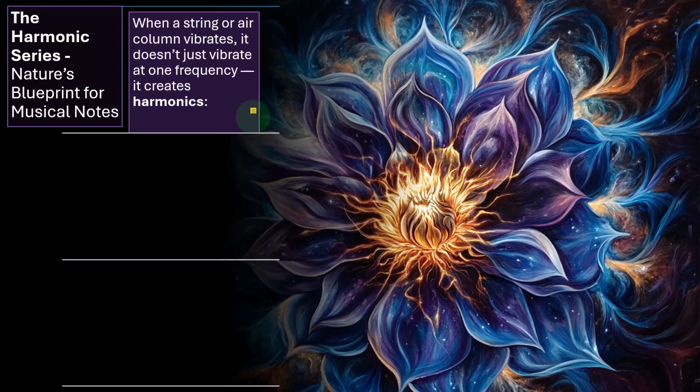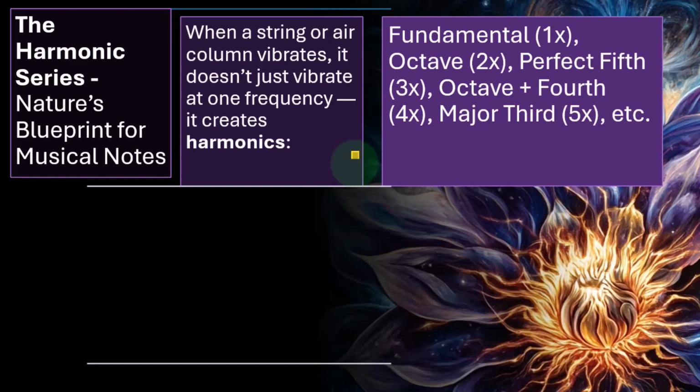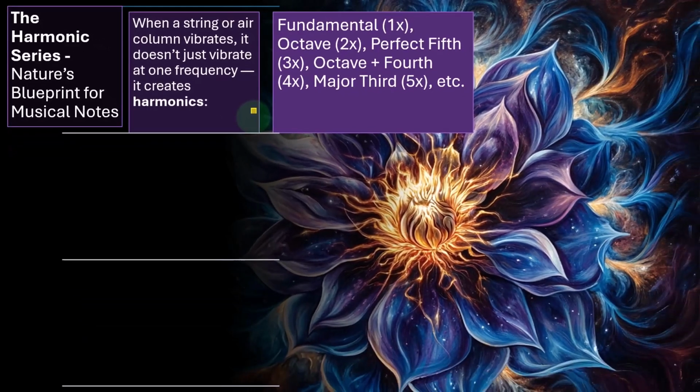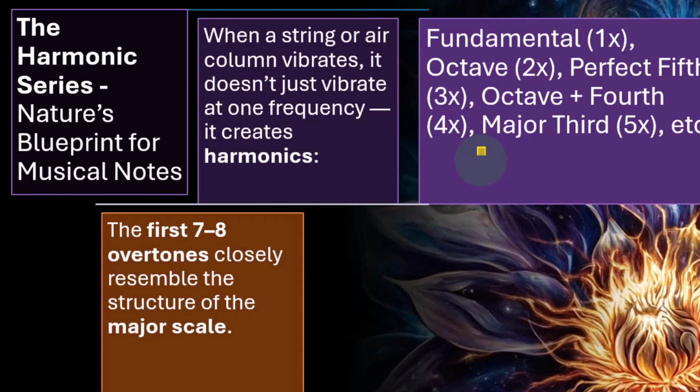So when a string or air column vibrates, it doesn't just vibrate at one frequency, it creates harmonics. This is what we talked about before, similar to dropping a pebble in a pond. It doesn't make just one wave, it makes multiple waves, one fundamental and then multiple other waves. Similarly, air compresses against itself, but it's easier to envision a wave, right? It's a compression wave, okay. But so the fundamental has this harmonic series. The first 7 or 8 overtones closely resemble the structure of the major scale.